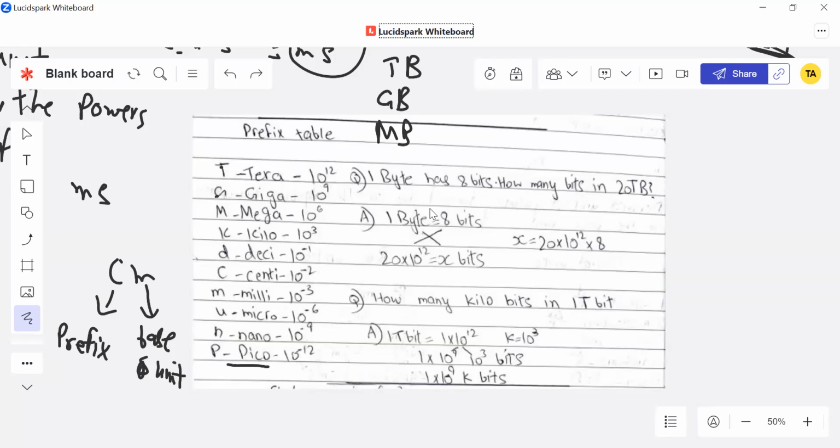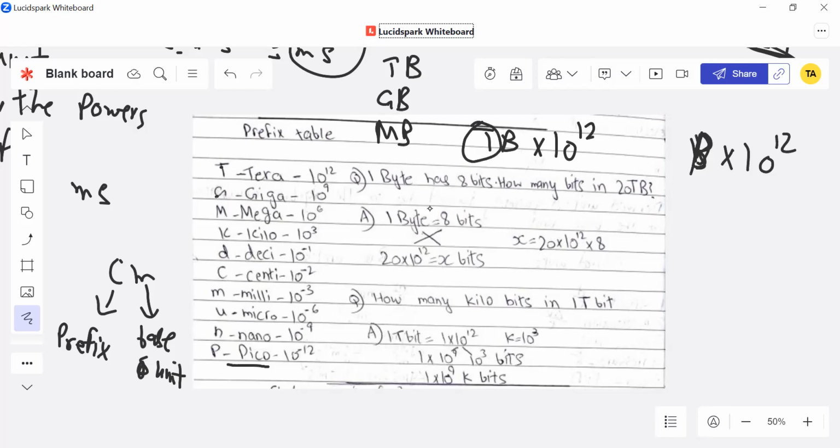So when you have a prefix and you want to remove that prefix, what you'll do is multiply the value with the value of the prefix. So for example, I want to convert terabyte into simple bytes. What will I do? I know tera is 10 raised to power 12. So I multiply TB by 10 raised to power 12. And I get B times 10 raised to power 12. And this is how I remove prefixes.